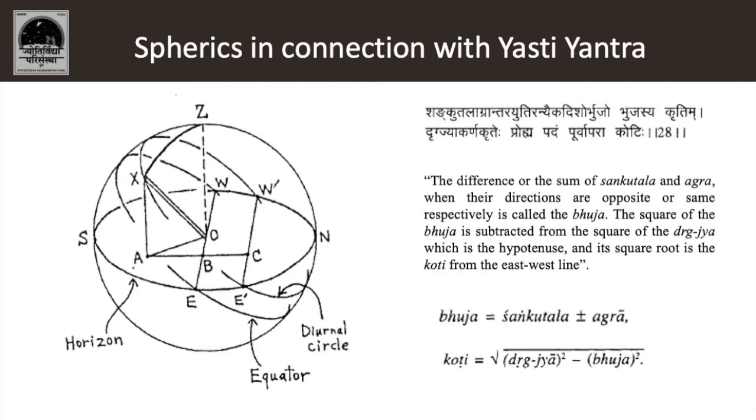Above it, you see another formula which says Bhuja is equal to Shankutala plus Agra. Shankutala is AC and Agra is how far away it is from the equator. So if it is Uttarayan, BC will be added, and if it is Dakshinayan, BC will be subtracted because it will be towards the south. That is why the sign is plus minus. And this is what Yashti Yantra is all about. This is slightly more accurate than the Gnomon or the Shanku Yantra.